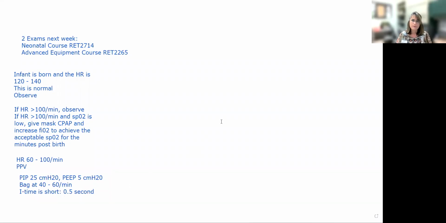All right, so if you're going to do positive pressure ventilation, because the heart rate is low, it's less than 100, it's somewhere between 60 and 100, you're going to start bagging the infant, and that's what you're going to use. Pressure 25, PEEP 5. You're going to squeeze the bag 40 to 60 times a minute with short inspiratory time. All right, and then the last one is heart rate less than 60 per minute.